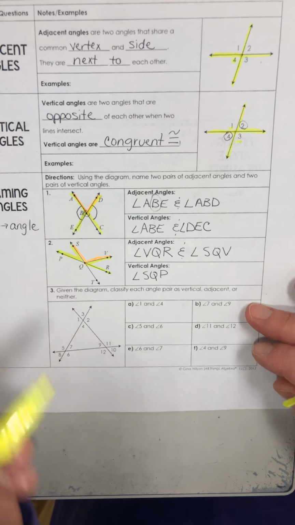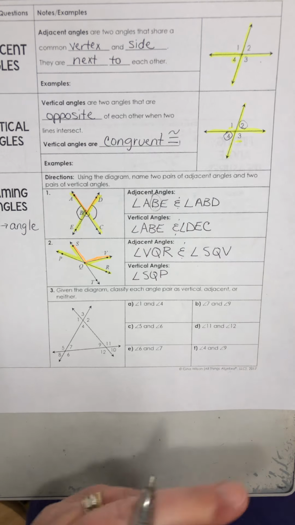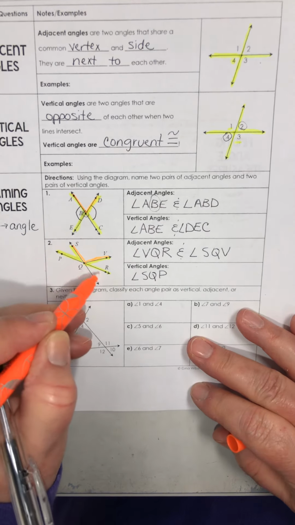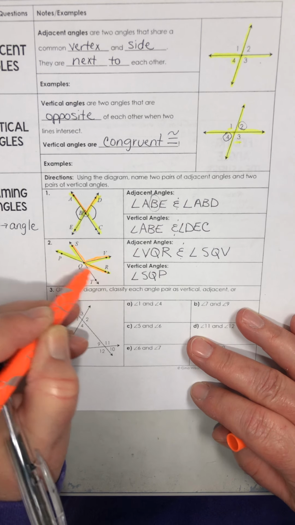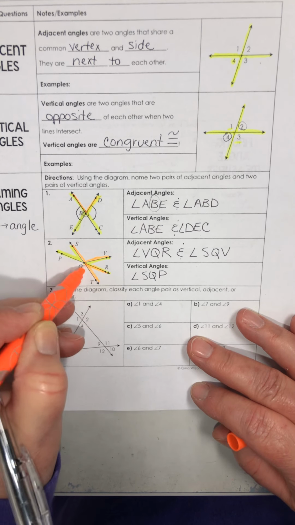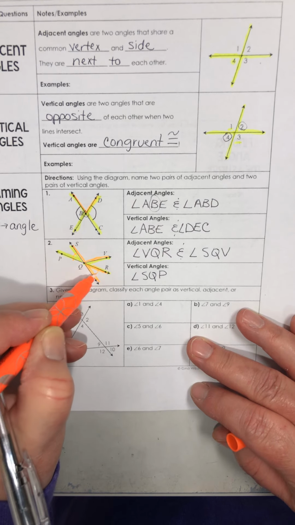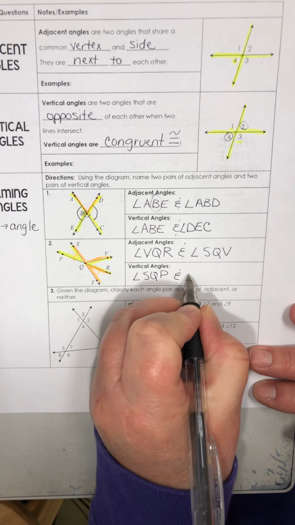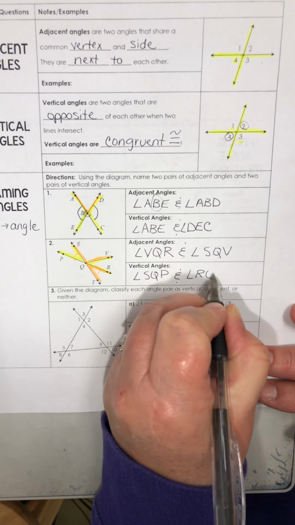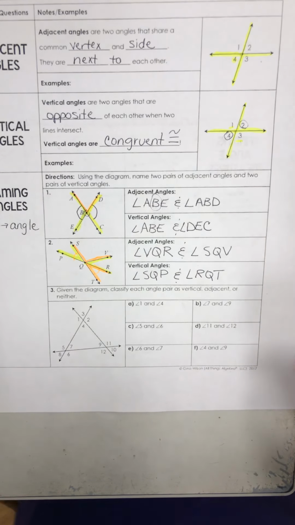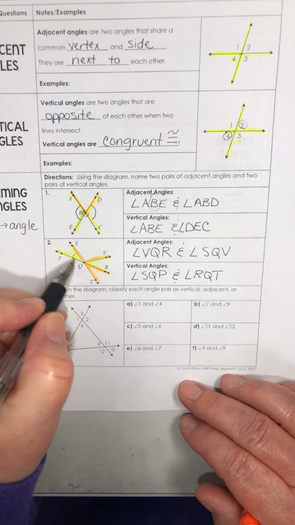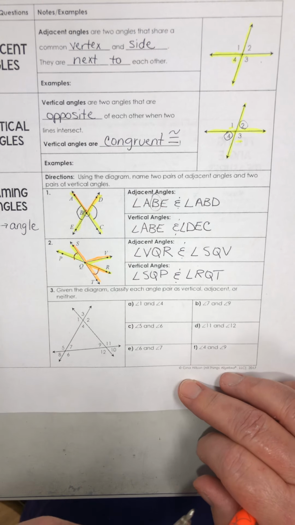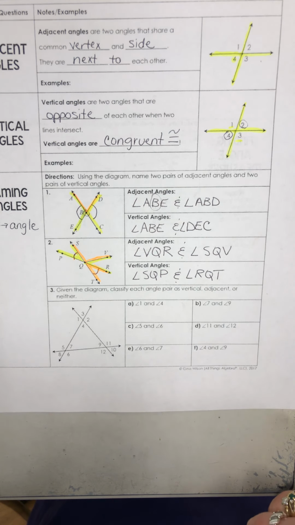And so if I'm looking at SQP, I want something opposite of it, not next to it. So if I go opposite of it, I'm going to have angle RQT. This angle and this angle are vertical to each other. And again, when I look at those measurements right here, those are the same. These two are actually congruent to each other. If I measured them, they would have the same measurement.